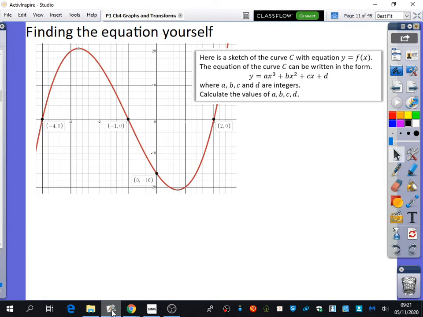So the question I was just asking you to think about was, when they give you the graph, not the equation of the graph, what they want you to do is to actually find the equation of it yourself. It says here, here is a sketch of the curve C with equation y equals f of x. The equation of the curve C can be written in this form here. Well, we kind of knew it could be written in this form. How did I know it was going to be written in this form?